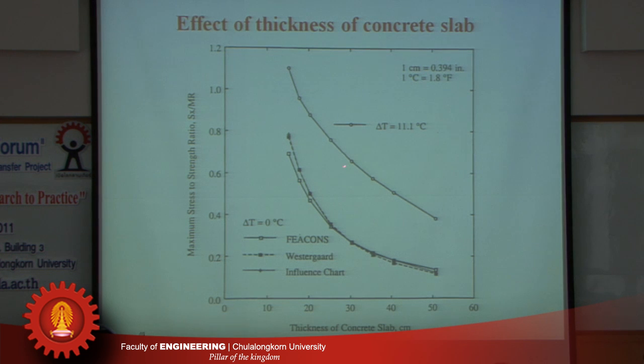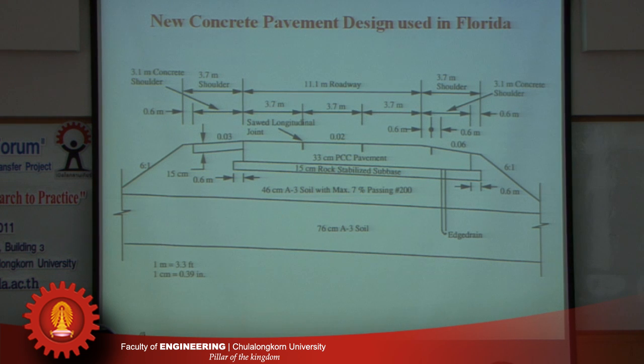You can see that if we want a concrete pavement to last longer, if everything is done right, what can we do to increase the life of the concrete pavement? The easiest way is to increase the thickness. If you increase the thickness by 1 or 2 inch, 2 inch or 5 centimeter, the life of the concrete pavement could more than double. So what is the design of concrete pavements today? In Florida, this is the design used for concrete pavement today.